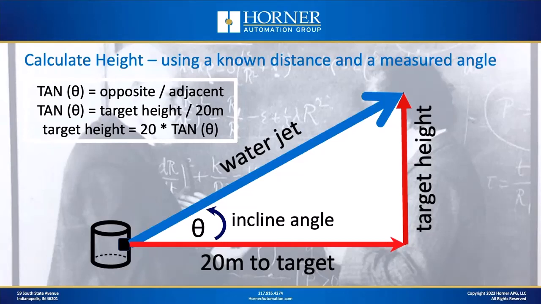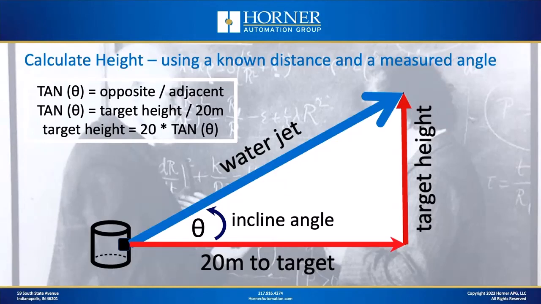The reason we can calculate this using trigonometry is because we're going to be measuring our incline angle using an inclinometer, and those are available from companies like Turck and others. We're going to have a known measured distance between our water jet nozzle and our target, which we're going to say in this example is 20 meters. And because we know the angle and we know the distance to the target, we can use trigonometry to calculate the height at which the water jet is going to strike our target.